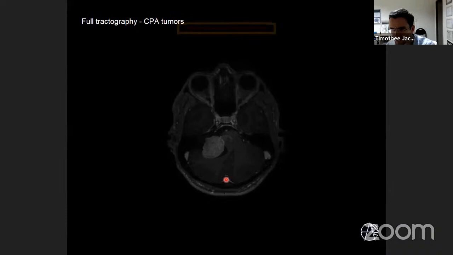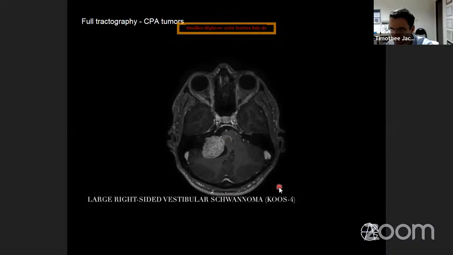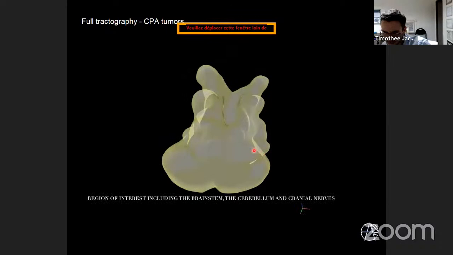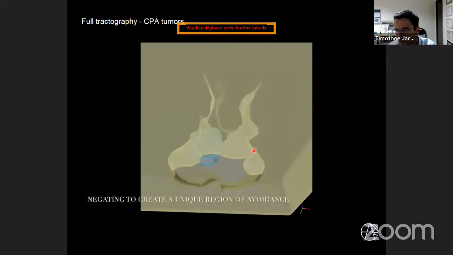Yeah. So this I could just switch up the sound. Having adjusted a region of interest that included the brainstem. So a unique region of interest. This ROI was negated to create a unique region of avoidance.